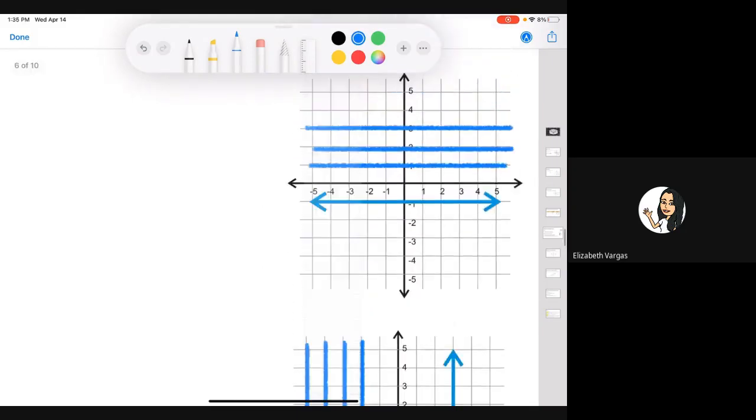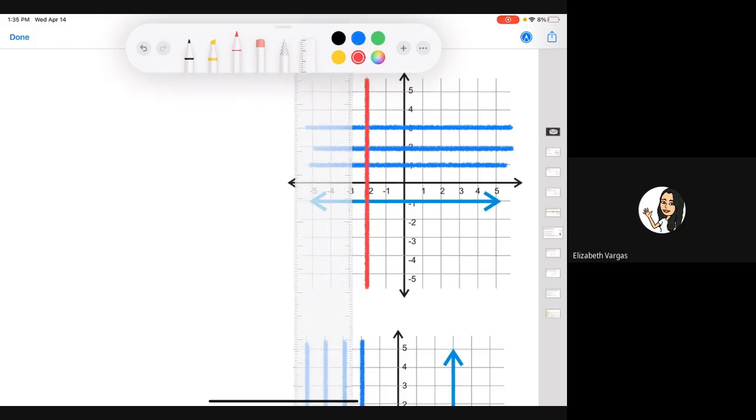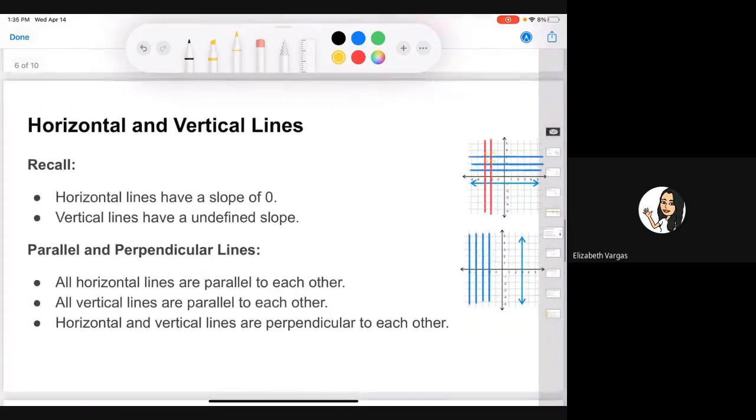However, if I were to take horizontal lines and draw a vertical line, then what I notice is that horizontal and vertical lines are all perpendicular to each other. They all intersect each other at right angles, 90 degrees. And so that's what this is telling me here. All horizontal lines are parallel. If all the lines are horizontal, then they are parallel. All vertical lines are parallel. If all the lines are vertical, then they're parallel to each other. And horizontal and vertical lines are perpendicular to each other. So if I were to include both the horizontal and the vertical lines, those would all be perpendicular to each other. Okay, any questions here? Remember, parallel means they never intersect, and perpendicular tells us that they intersect at 90 degree angles.